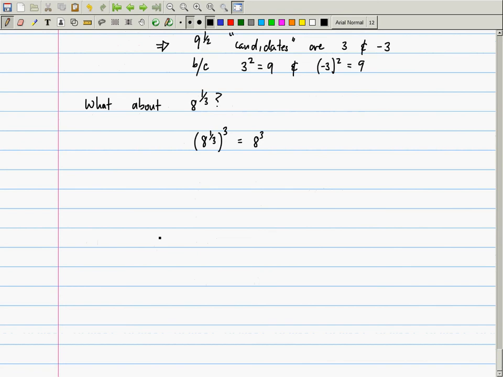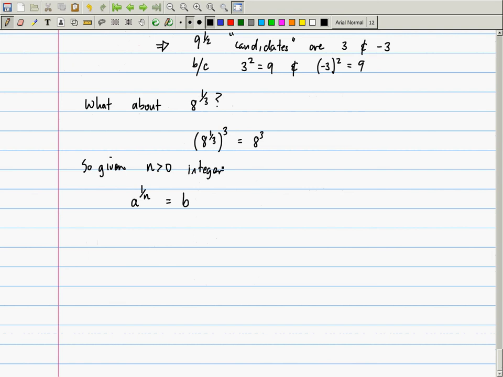So, the rule is as follows. A to the 1 over n is equal to b, right? So then, what we're saying is this: if we are given a positive integer.